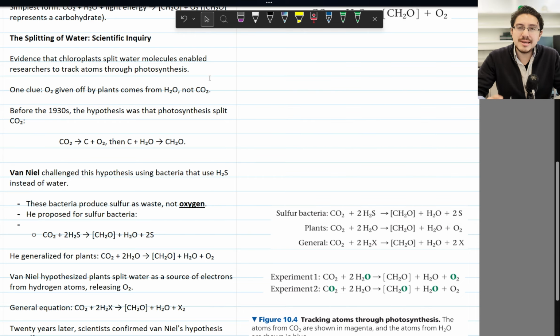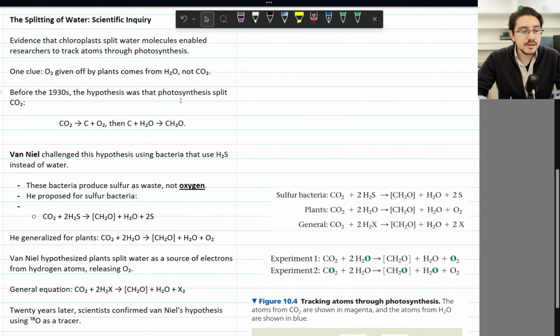So you might think, being gas and gas, that carbon dioxide would ultimately change to oxygen. Okay, and this was the situation, right? Before the 1930s, the hypothesis was that photosynthesis split carbon dioxide. Carbon dioxide would break down into carbon and oxygen gas, and then carbon would react with water to produce this sugar compound.